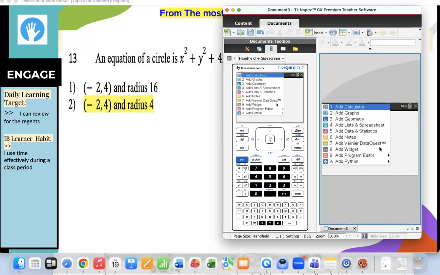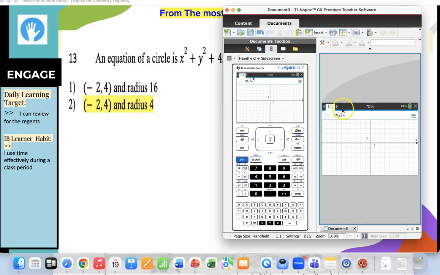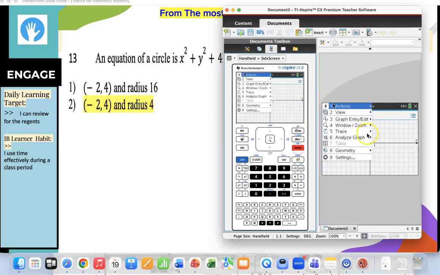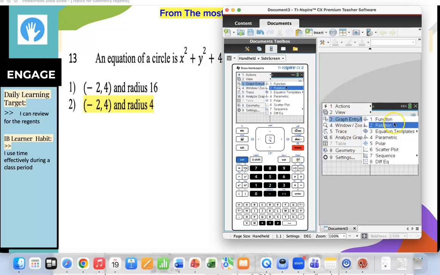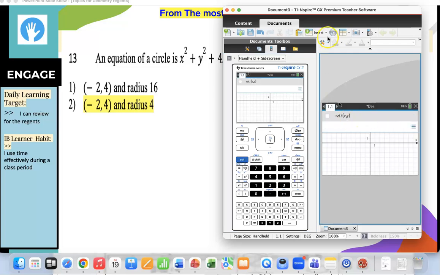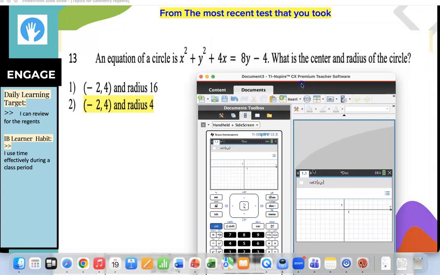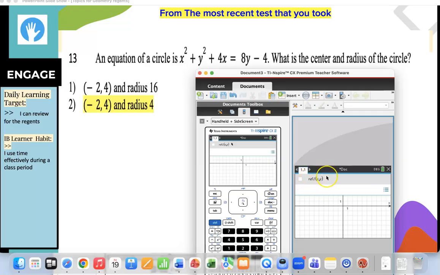There's no need to save anything. I'm going to add graphs. I'm going to change it to menu, right? Relation. By going to menu, I'm going to change it to relation. So right now it is in relation mode. And now I'm going to type in our equation.